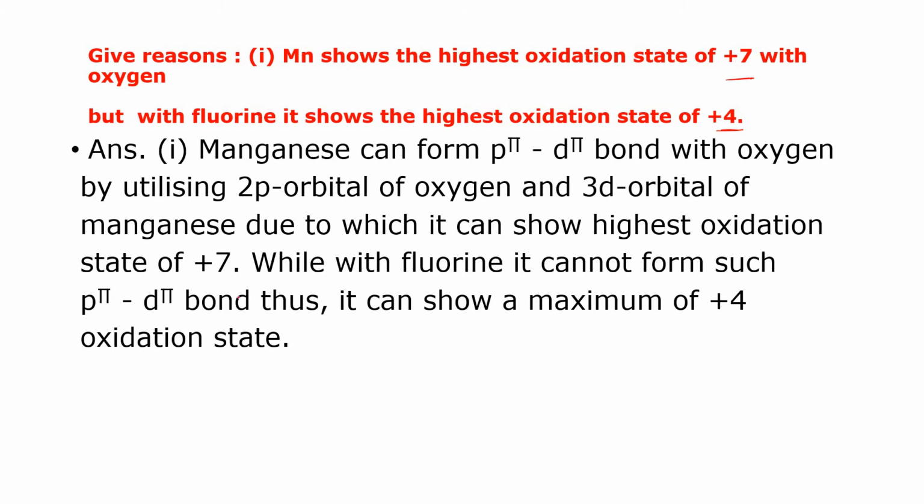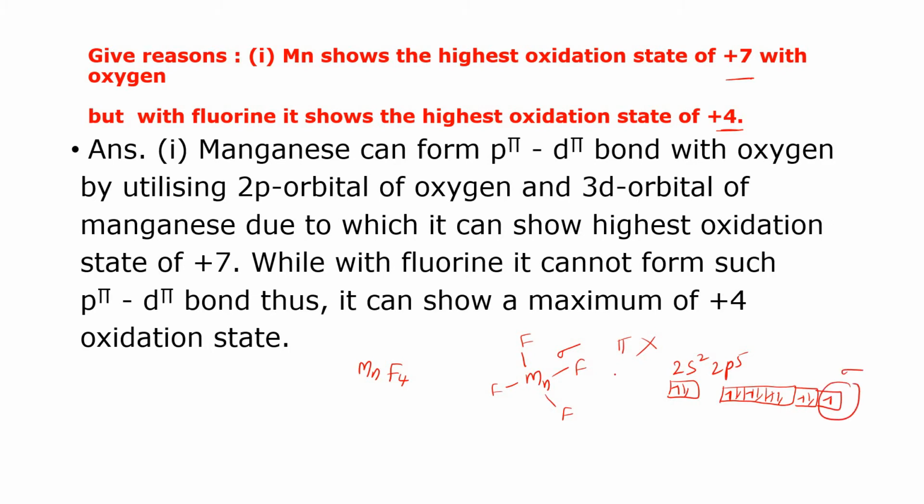Whenever manganese is bonded with fluorine, I have taken 4 fluorines here. Now here it can form only sigma bonds. Pi bonds are not present. Why does fluorine not form them? Because it has 2p5, with paired electrons and one unpaired. So it can form only sigma bonds. Therefore it is somewhat stable, not very stable.